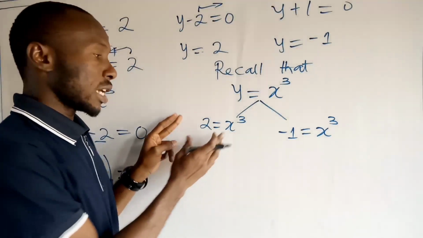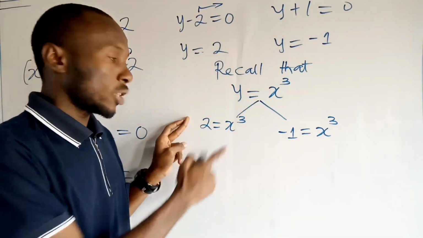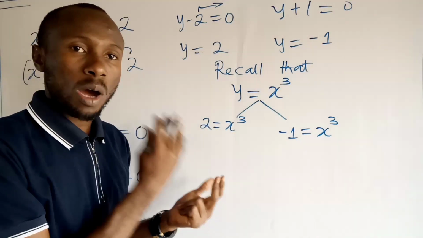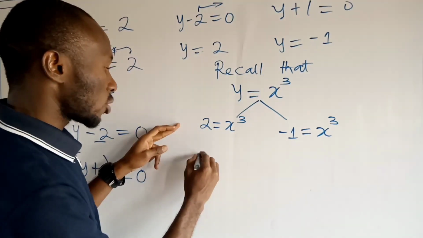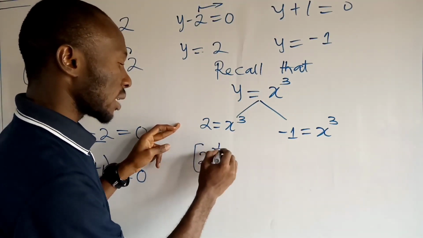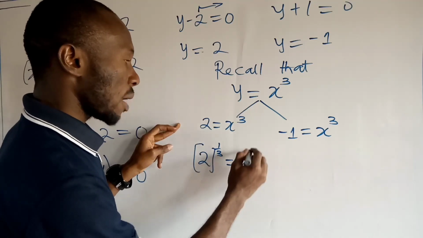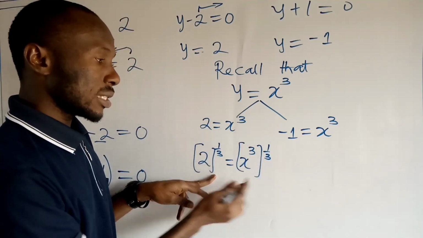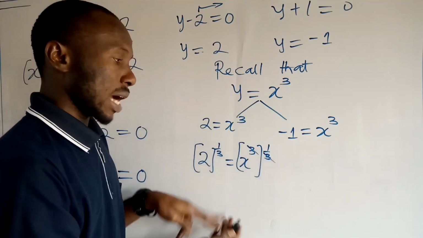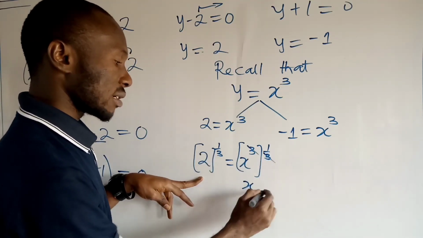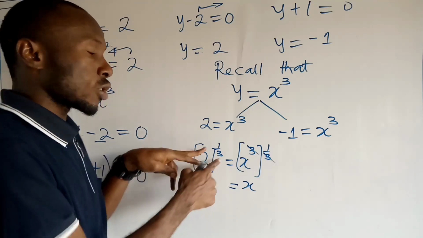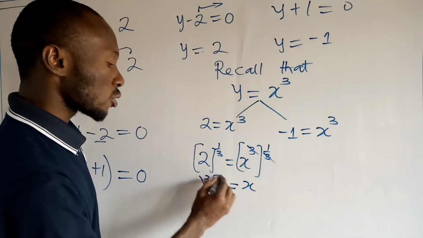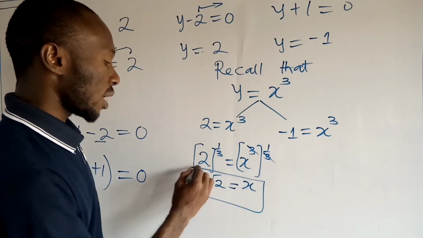Now remember, you want to get the value of x, so you're looking for a way to take the cube from this. So I'll take the power of 1/3 of both sides, like this. 2 to the power 1/3 is equal to x to the power 3 all to the power 1/3. By doing this, this cube is going to cancel out, so you are left with x. So x is equal to 2 to the power 1/3, or you can say x is equal to the cube root of 2. So this is the first value of x.